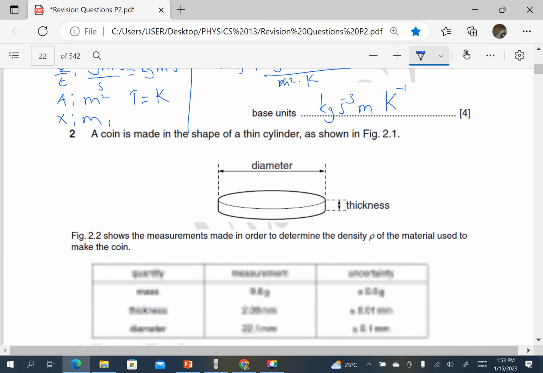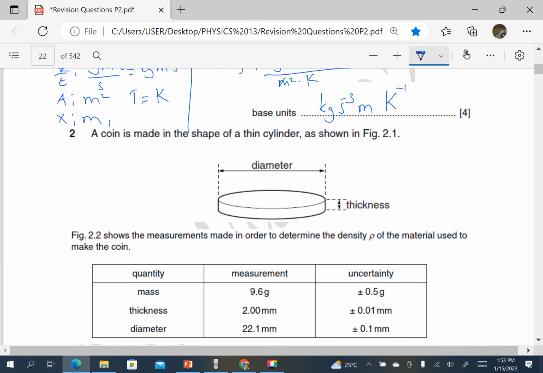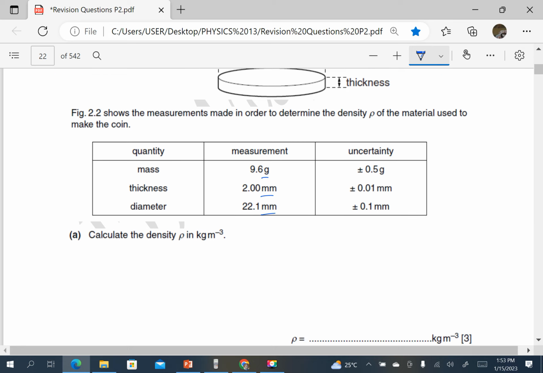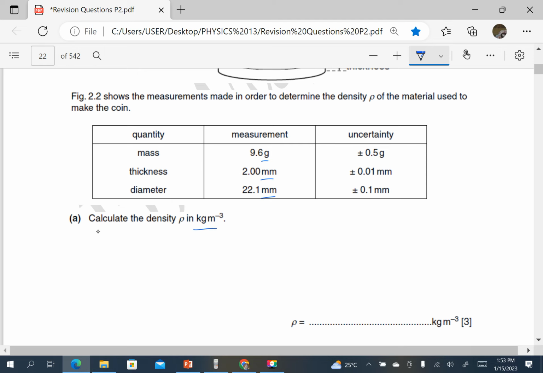A coin is made in the shape of a thin cylinder as shown in the figure here. You see that figure. Figure shows the measurements made in order to determine the density. So we see the units. Calculate the density in kilogram per meters cubed. So all the quantities should be in SI units. To begin with, we know that density is mass over volume. Density is equal to mass over volume.